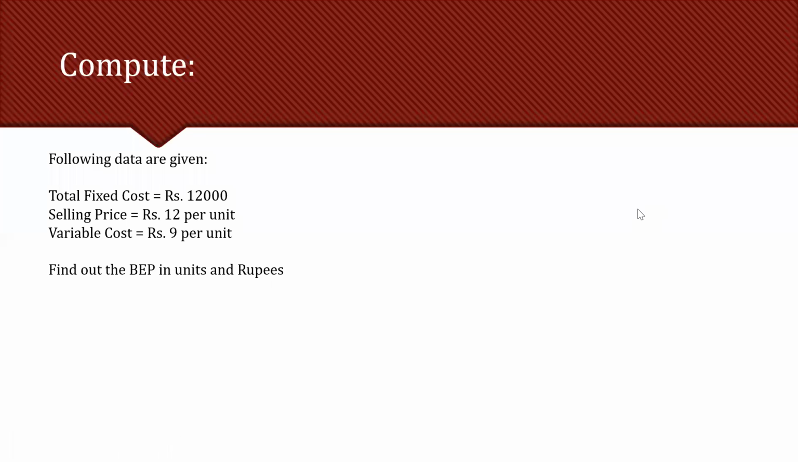So these are the data given. Fixed cost, selling price and variable cost. You need to find out break even points in units and rupees. So before jumping into break even point, you need to find out two mandatory items. What is that? Contribution and PV ratio.